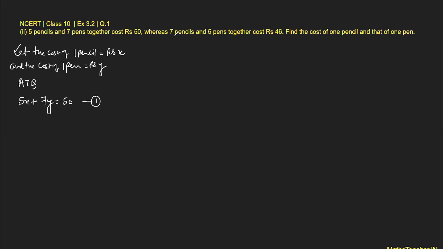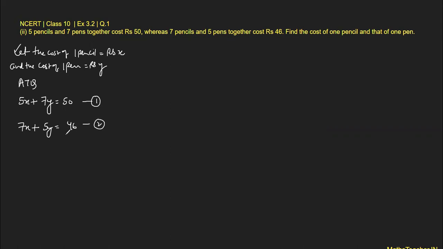Similarly, the second case is given like that: 7 pencils and 5 pens together cost rupees 46. The cost of one pencil, as I have already told you, is rupees X, so the cost of 7 pencils should be 7X, plus 5 pens. The cost of one pen is rupees Y, so the cost of 5 pens should be 5Y. And this is coming out to be 46, the second equation.